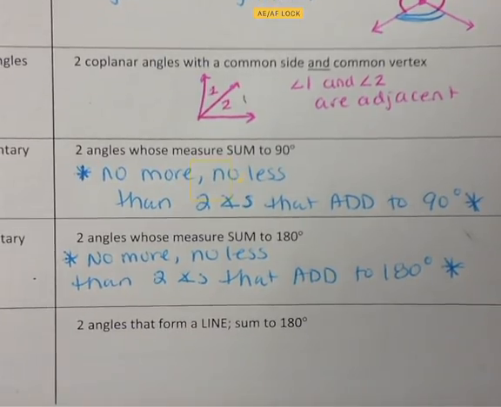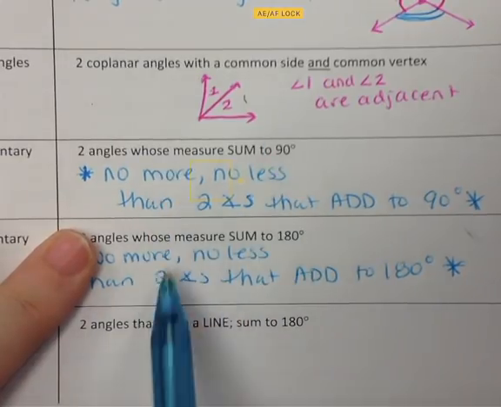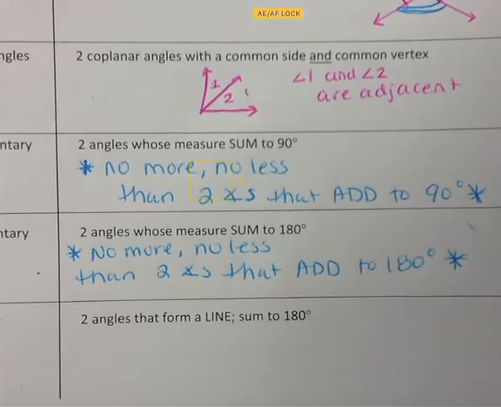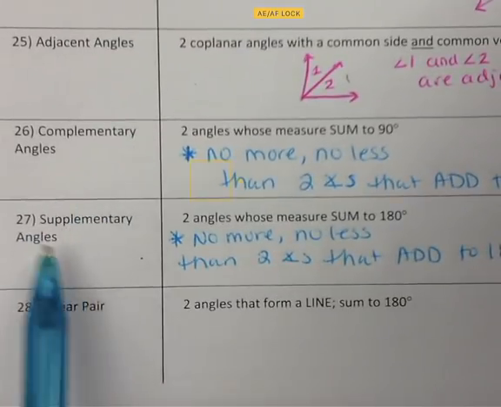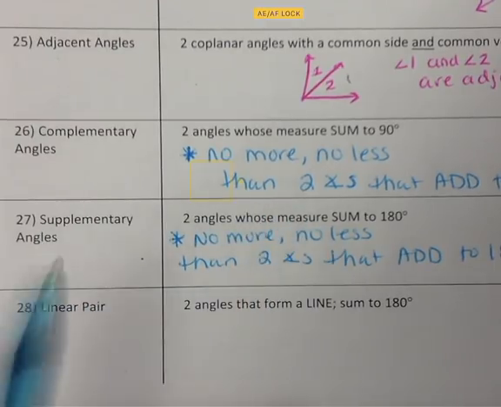Now, if you have a line with multiple angles coming off of it, multiple rays coming out of it, all of those angles are not considered supplementary. However, you could take two angles and add them up, and they would be considered supplementary.